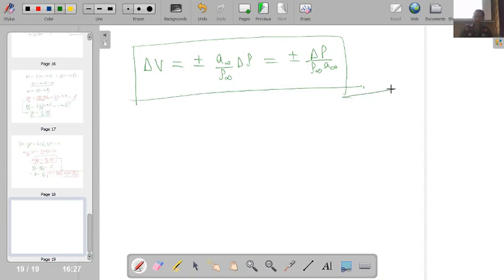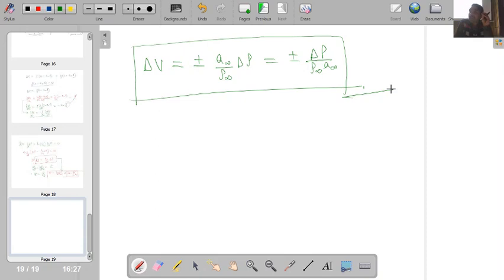Okay, so this is my more generic form. Over here, if I know the disturbance in either density, pressure or velocity in any sound wave, then I can determine the corresponding quantities for other parameters. Okay, is this point clear?